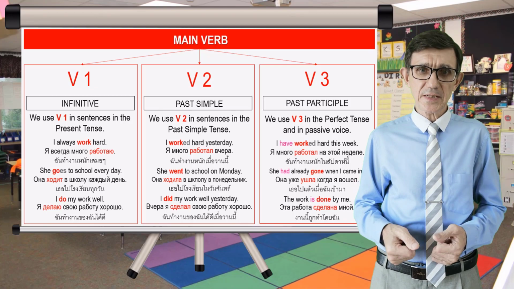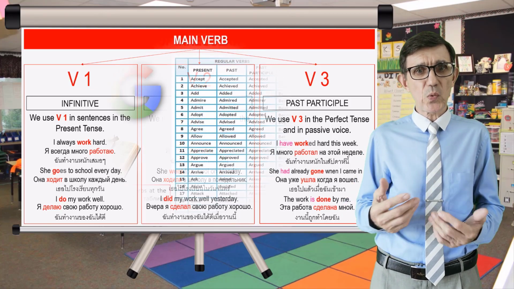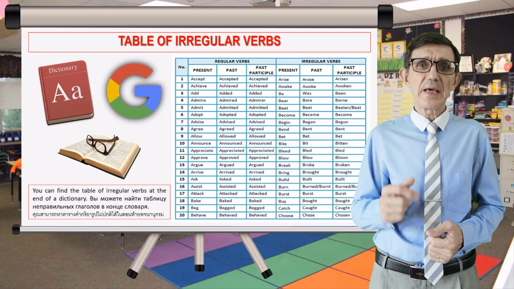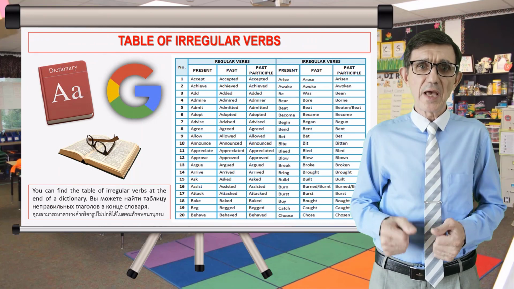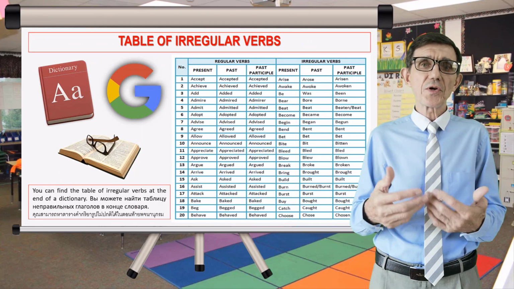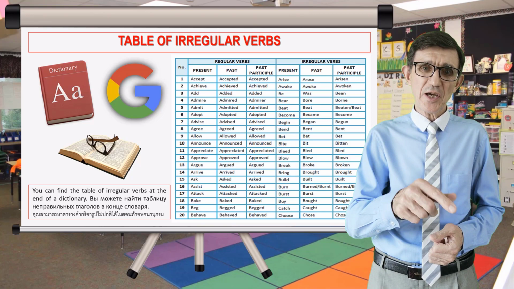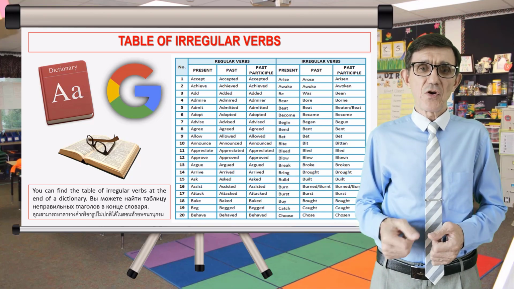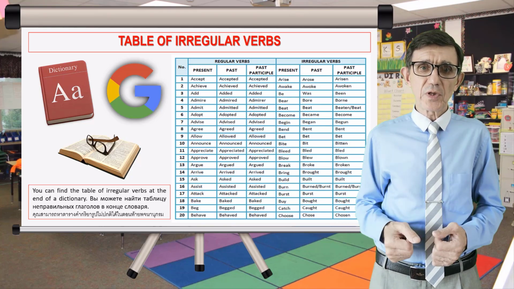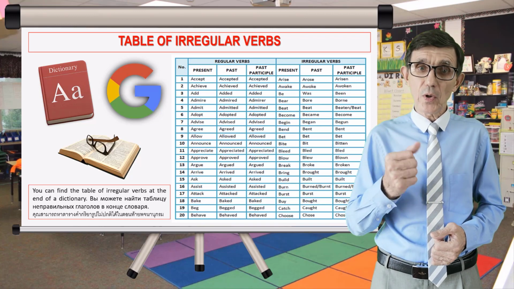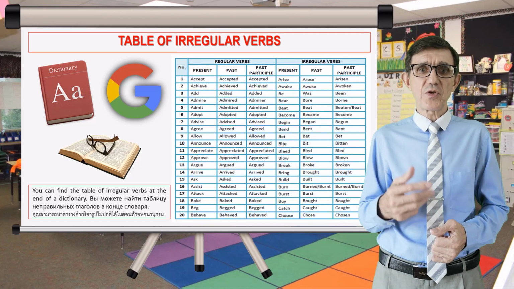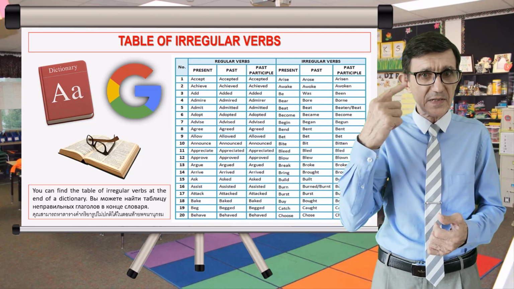And in the last slide, we see that we can find all the 3 verb forms either in the table of irregular verbs at the end of a dictionary or in Google. Just type, do, 3 forms, for example, and Google will give them to you. Write all those 3 forms in your exercise book and memorize them.